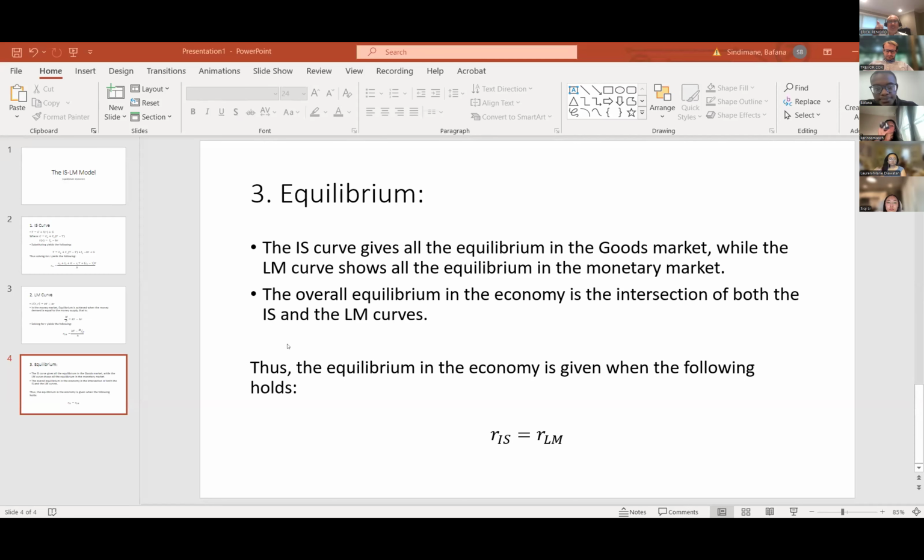Can you see the screen? Yep, perfect. Okay. So the IS-LM model.